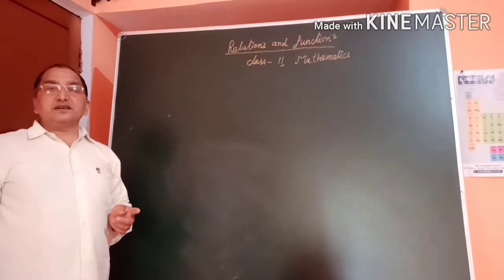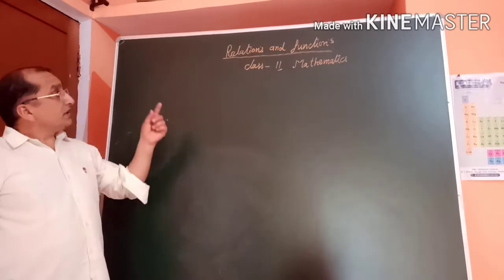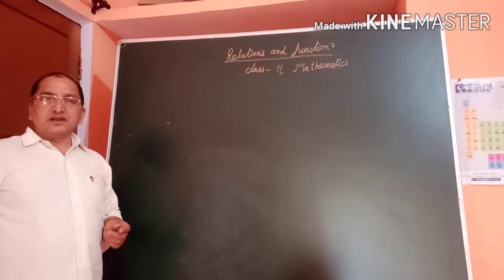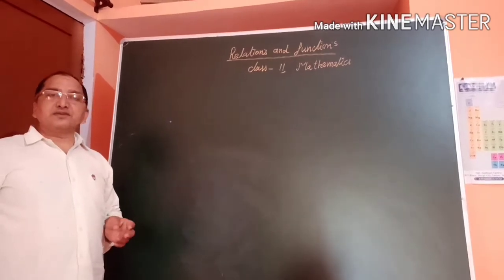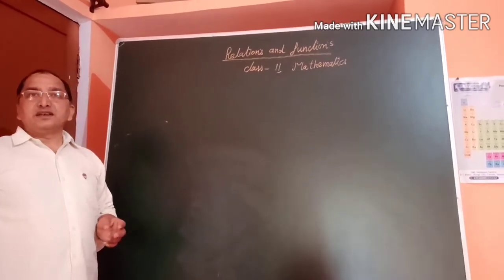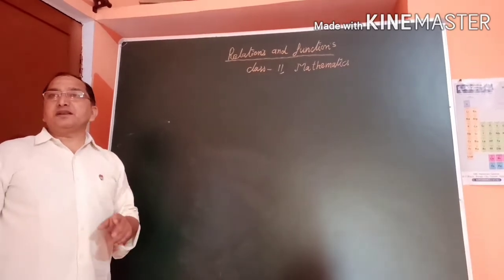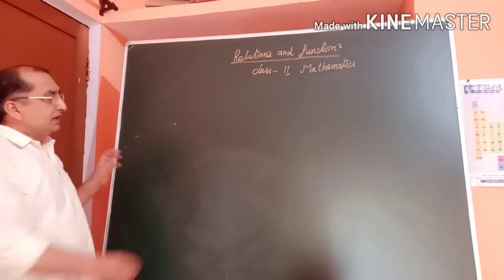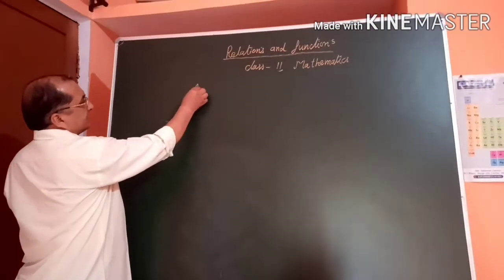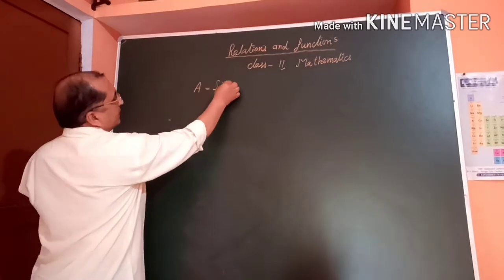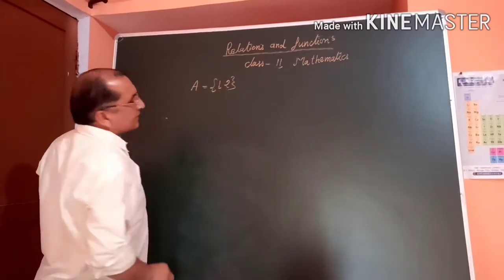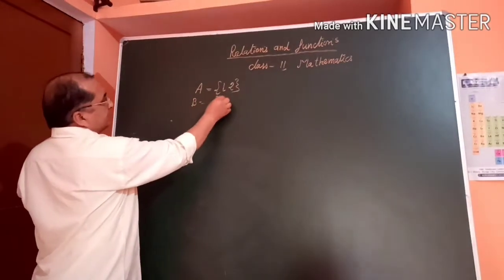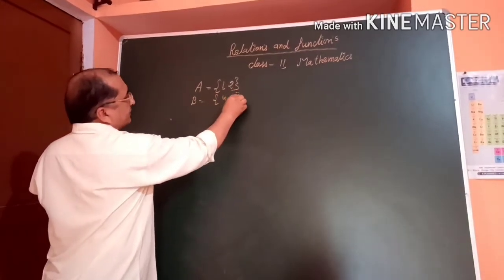After completing the sets, today we are starting the new chapter, relational function. Before starting this, first of all we have to understand how we can multiply the sets, known as Cartesian product. Let us suppose A is the set having the elements 1, 2 and another set B having the elements 4, 5.